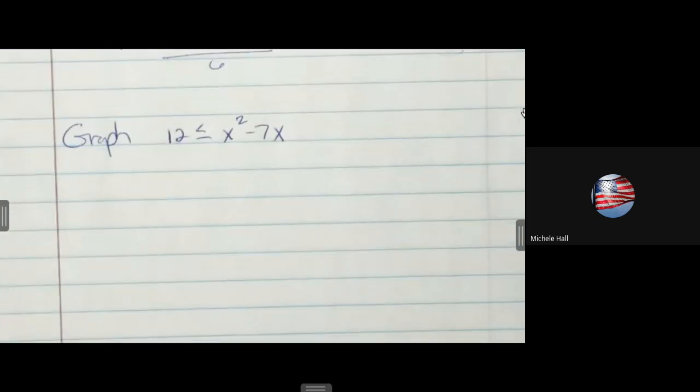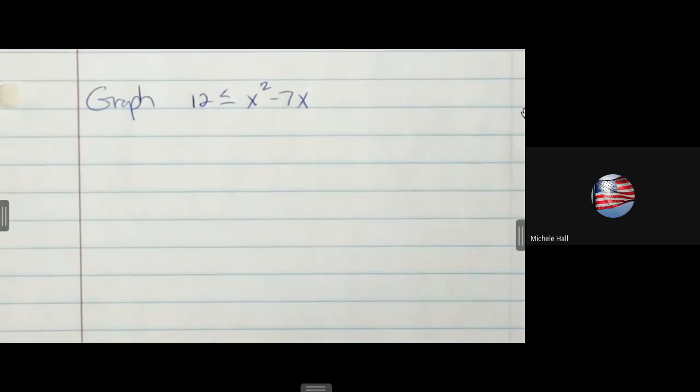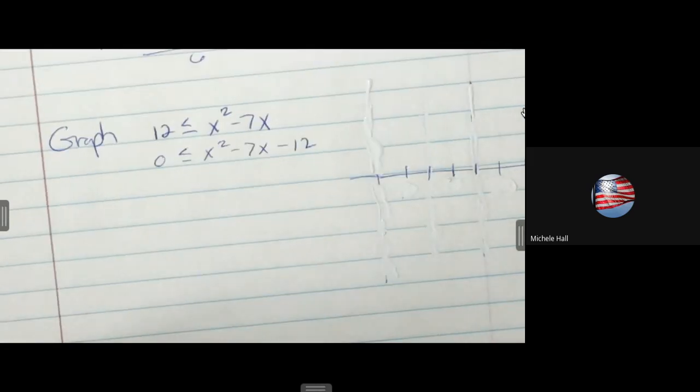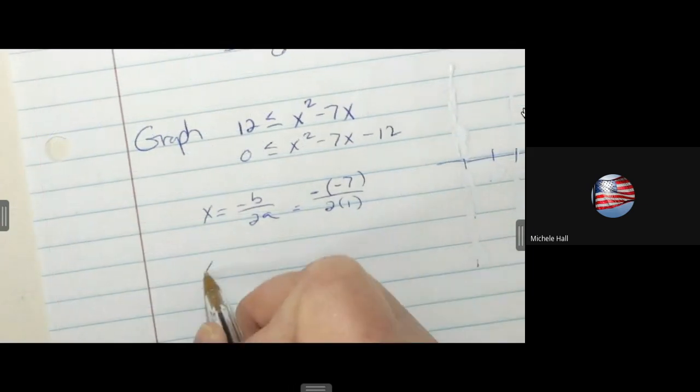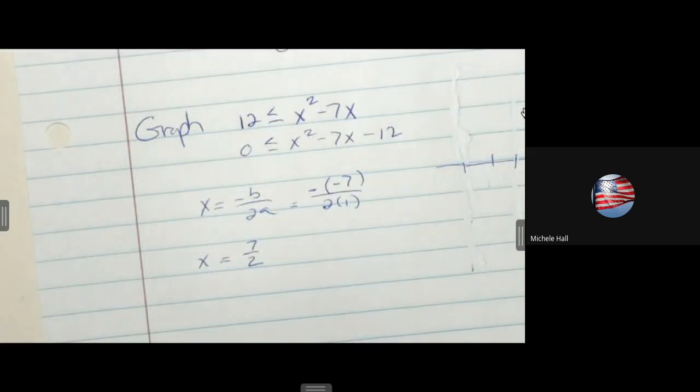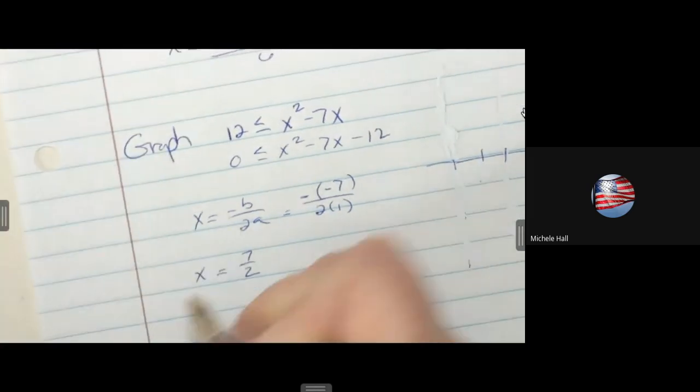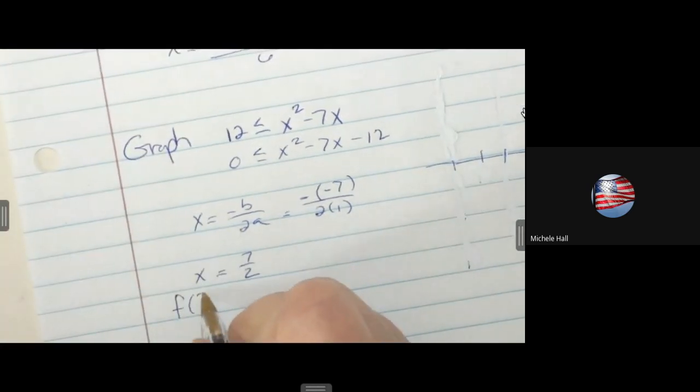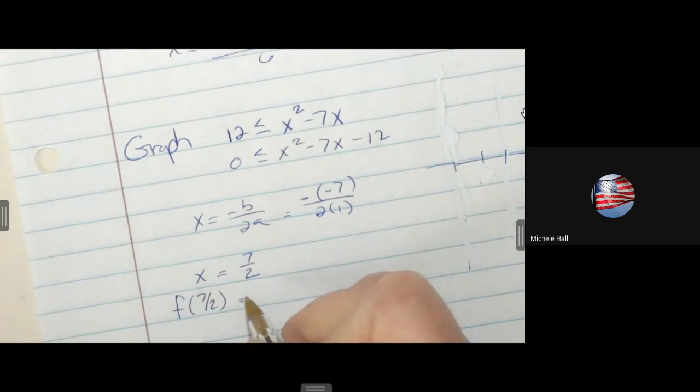All right, graph. 12 is less than or equal to x squared minus 7x. So if it doesn't factor, I'm not going to complete the square. That leaves the first technique that we ever learned. x equals negative b over 2a. That's not a pretty one. 7 halves. So I'm showing my algebra. Now I want the vertex, f of 7 halves.